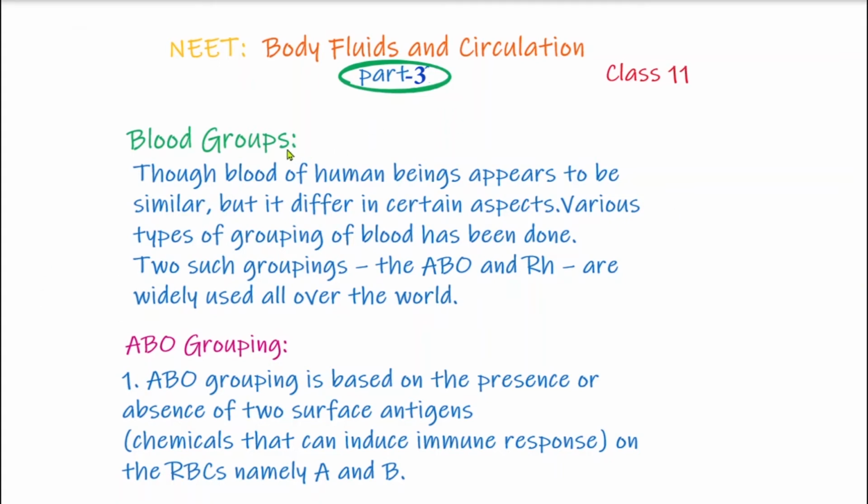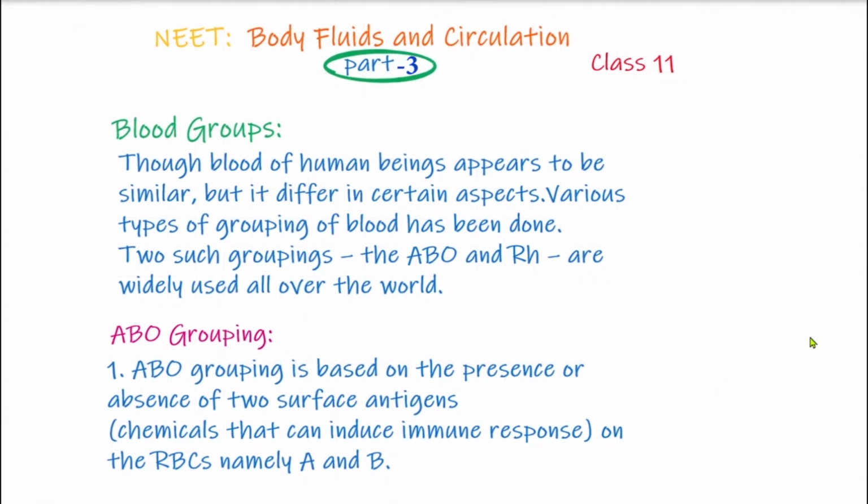Today we will continue with body fluids and circulation, and in this chapter we will continue with blood groups. Though the blood of human beings appears to be similar, it differs in certain aspects. Various types of grouping of blood have been done. Two such groupings, ABO and Rh, are widely used all over the world.